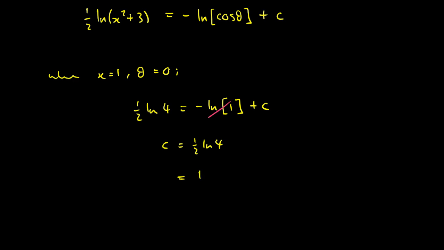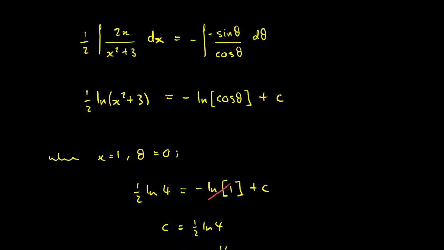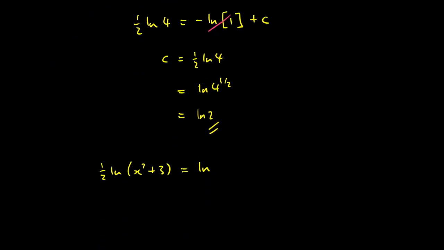And of course, we can say that that's the same as ln 4 to the power of a half by using the logarithm rules. And 4 to the power of a half is 2 because it's the square root of 4. So that's ln 2. So now that we've got c, we can rewrite our equation. We're going to get a half ln x squared plus 3 is equal to minus ln cos theta, do beg your pardon, minus ln cos theta. And then we've got to add our c, and our c is ln 2.